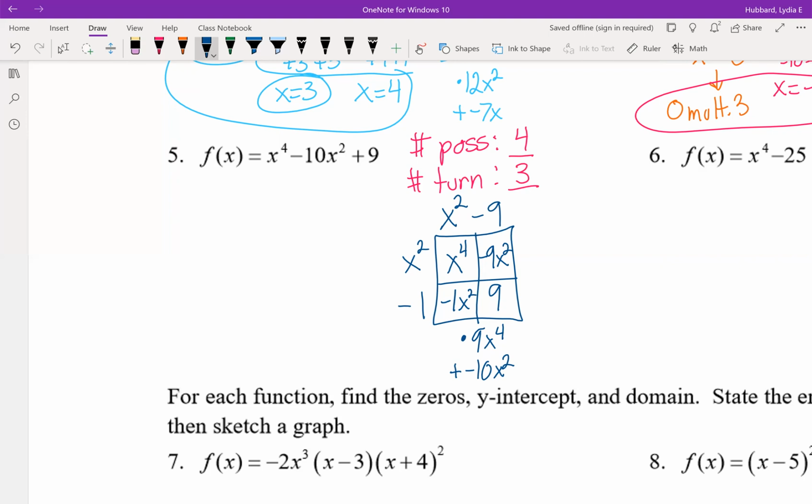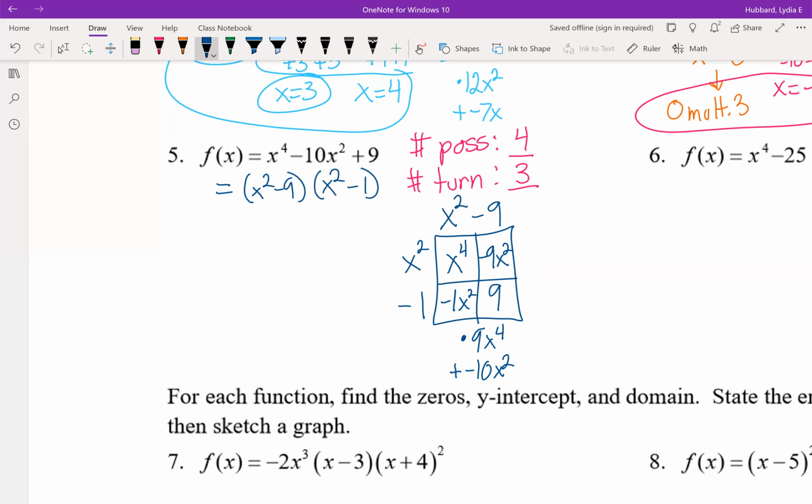Also, as a gentle reminder, we always want our leading term to be positive whenever we're factoring. If it's not, we take out a negative GCF. So just make sure you're getting your first term positive before you throw it into the box. So this would factor into x squared minus 9, x squared minus 1.